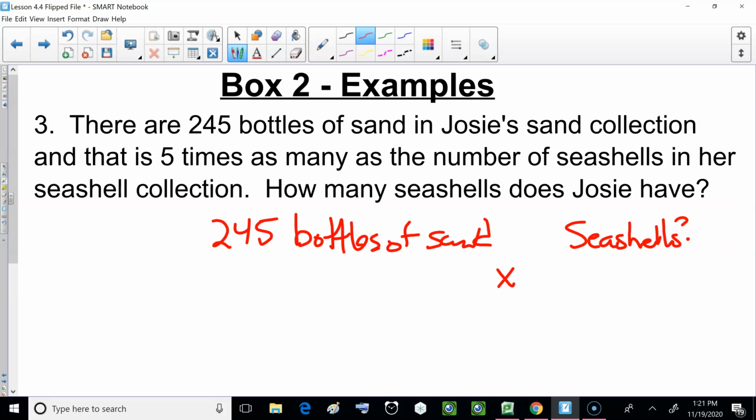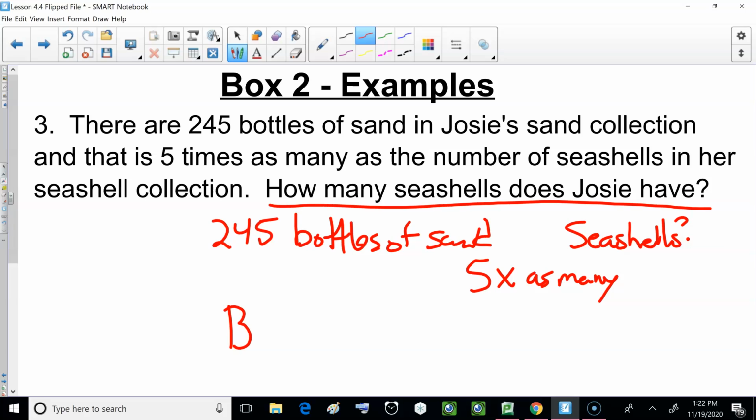And we've got 5 times as many. So we've got bottles of sand and we have seashells. So the question is, how many seashells does Josie have? Well, we'll put B for bottles of sand on this side, which is 245. And we have 5 times as many, and on the other side we have S for seashells. So the question is, does she have more seashells or fewer seashells than sand? It says that is 5 times as many as the number of seashells, so she has more sand than seashells.